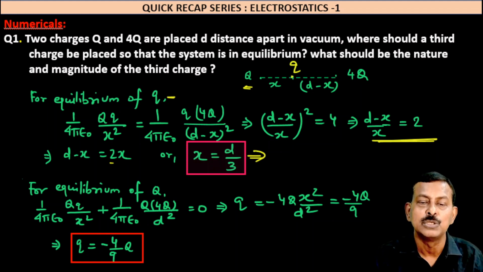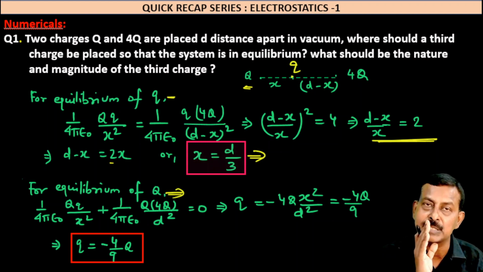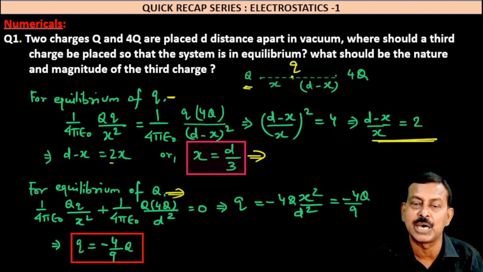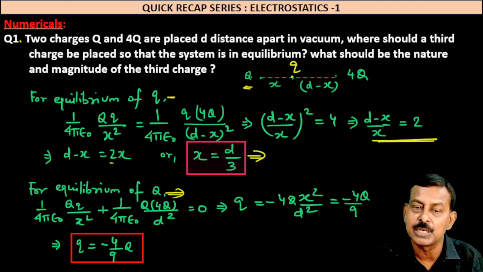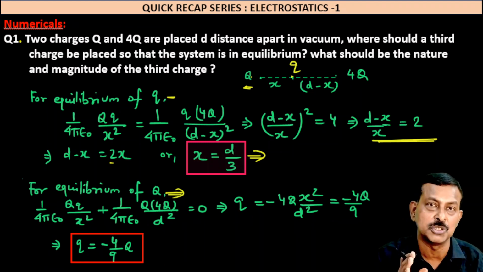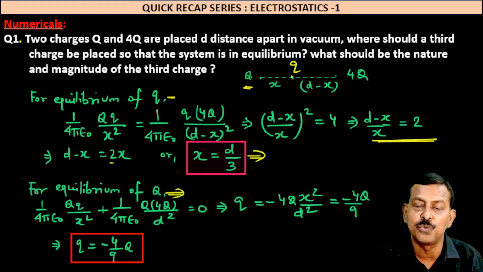So for the equilibrium of the charge capital Q here, it is 1 by 4 pi epsilon naught Q q by x square, that is the force between the charge capital Q and small q. There will be the force between this capital Q and 4Q, so plus 1 by 4 pi epsilon naught Q into 4Q by d square. This is 0 because the sum of the two forces must be 0. And that will give you q as minus 4 times capital Q x square by d square.